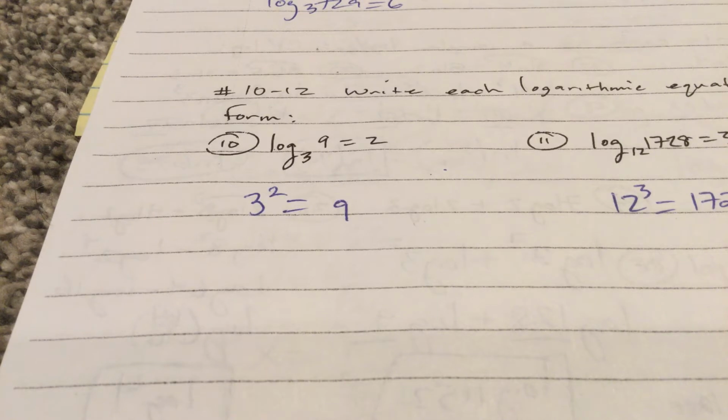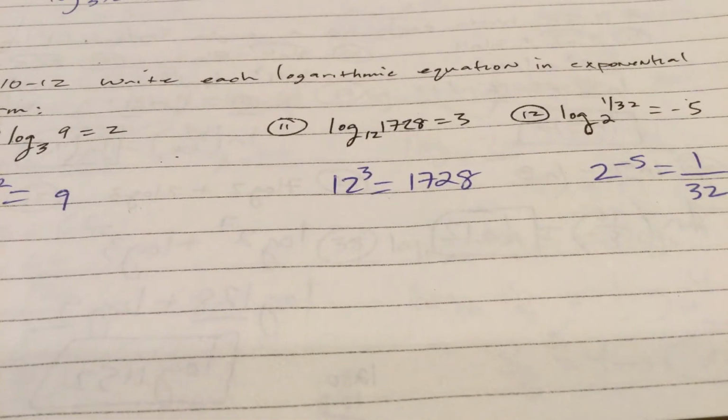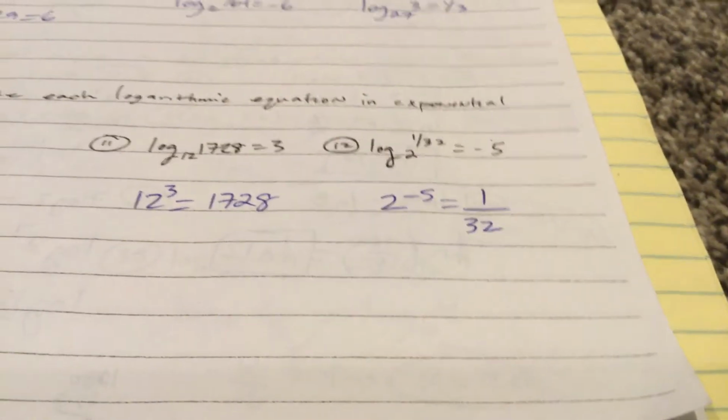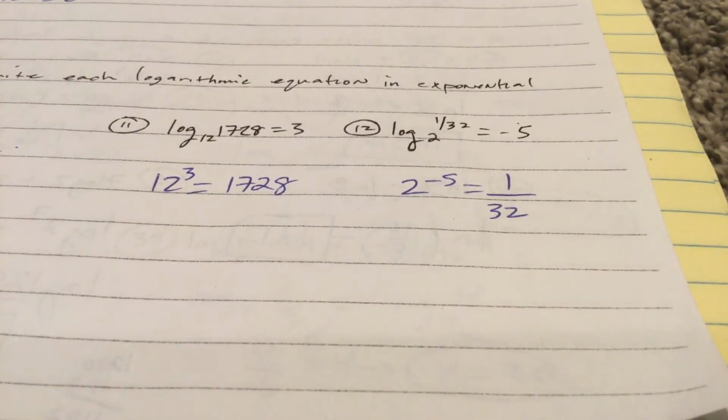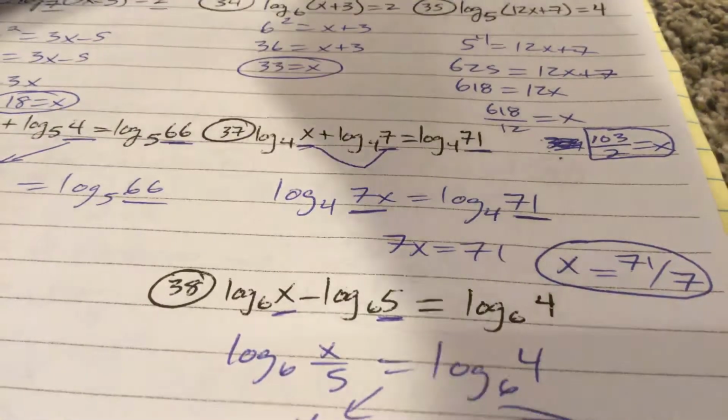Write each logarithmic equation in exponential form. 3 is the base, 2 is the exponent, 9 is the answer. 12 is the base, 3 is the exponent, 1,728 is the answer. 2 is the base, negative 5 is the exponent, 1 over 32 is the answer.